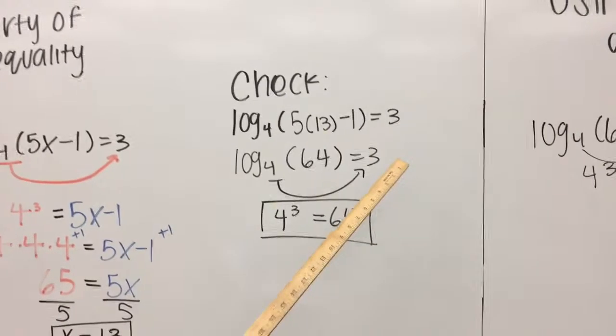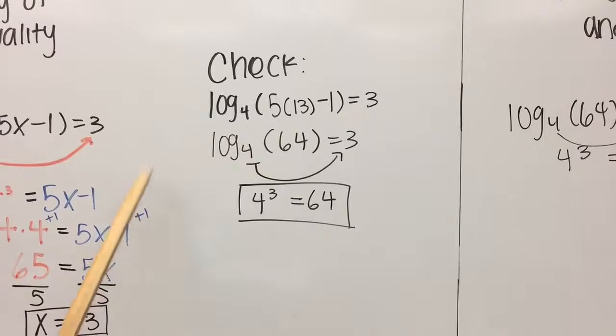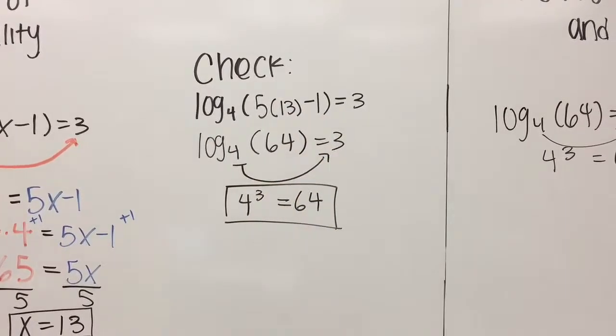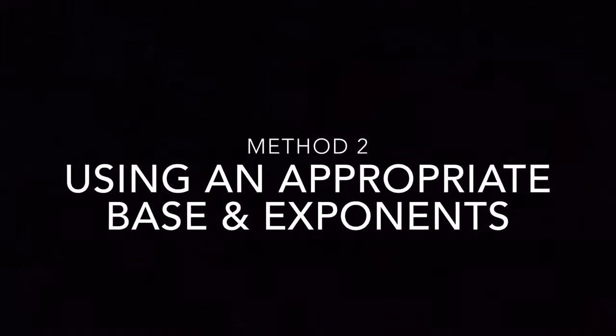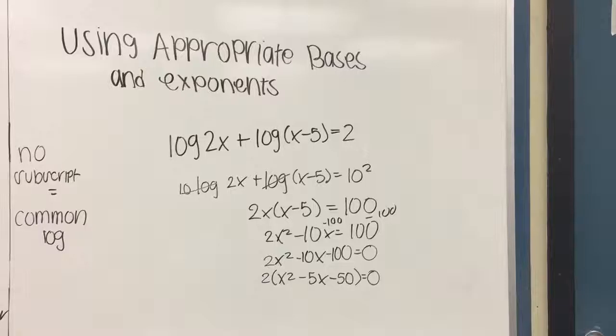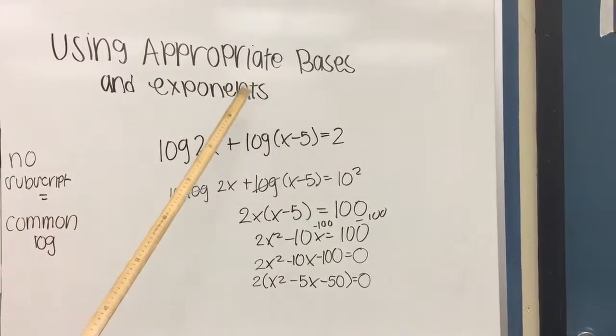You divide both sides by 5 and you get x equals 13. But you're not done yet, because you have to make sure to check your answers. Why? Because you're in Algebra 2. So when checking, put in what you got for x into the equation and solve. Now, using appropriate bases and exponents.